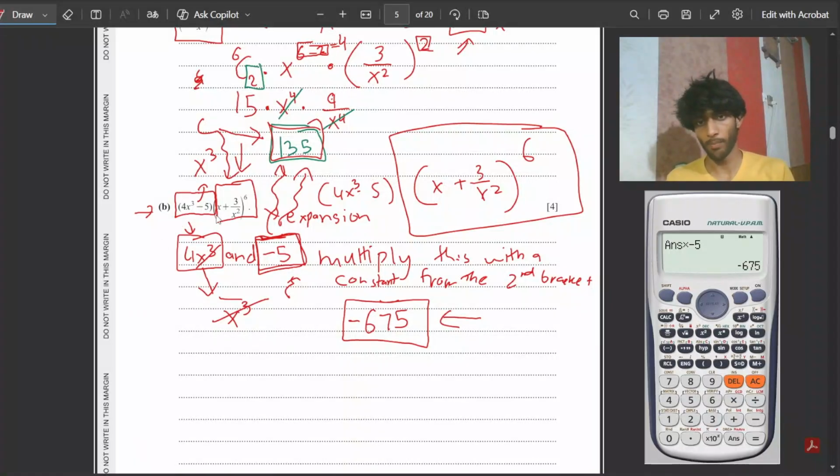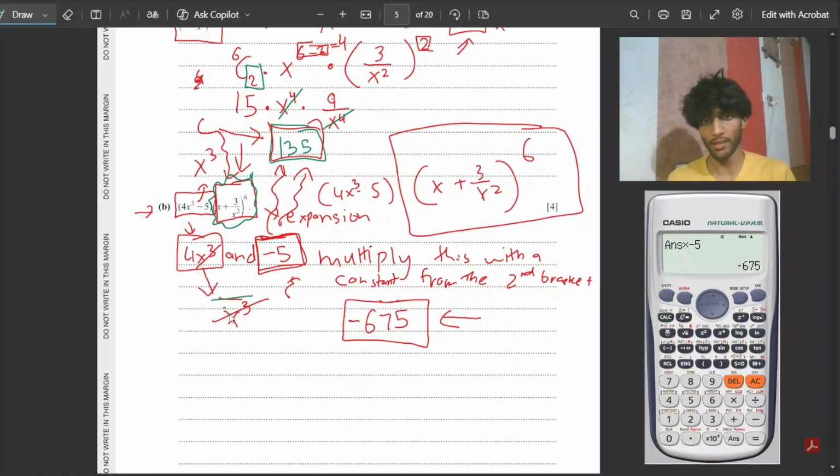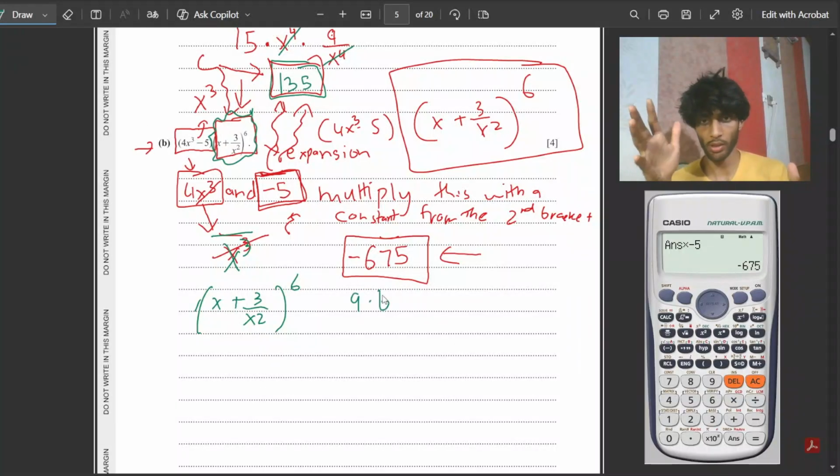Now, let's try and figure out how we expand this second bracket such that we get a term that has x to the power 3 in the denominator. Okay, so the bracket is something like this: x plus 3 over x squared, raised to the power 6. These two terms are going to cancel each other out because the a term is multiplied with the b term when we're doing the binomial expansion.